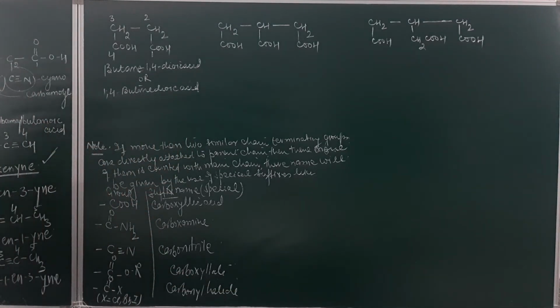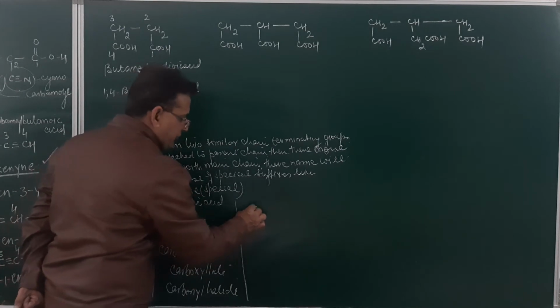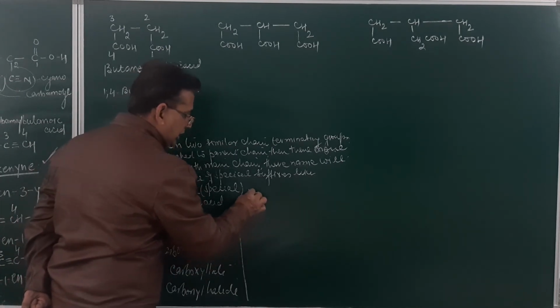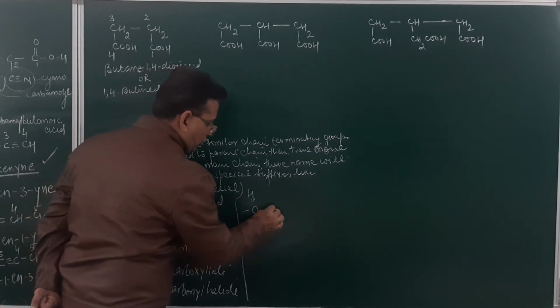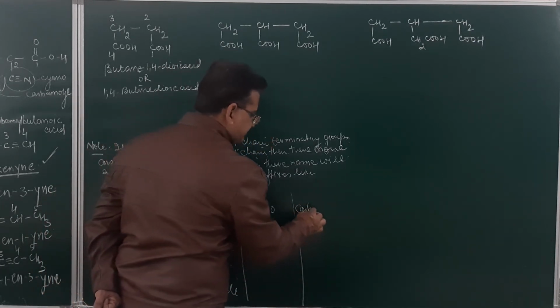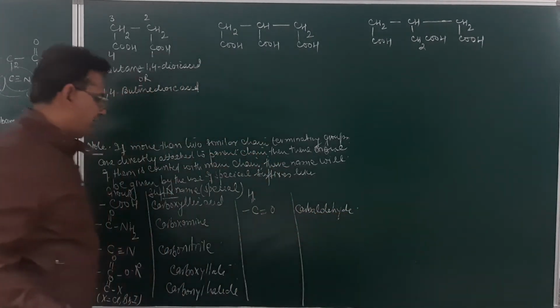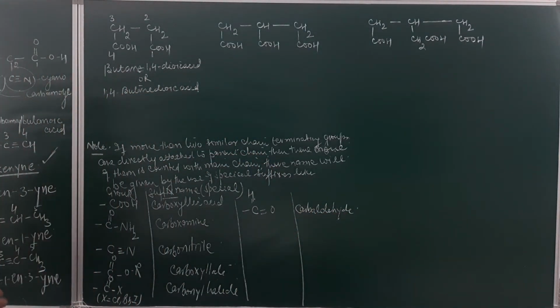Am I getting clear, student, over here? Similarly, if you have got the group CH double bond O, the special suffix will be carbaldehyde. Special suffix used will be carbaldehyde. So make the rule very, very clear over here.